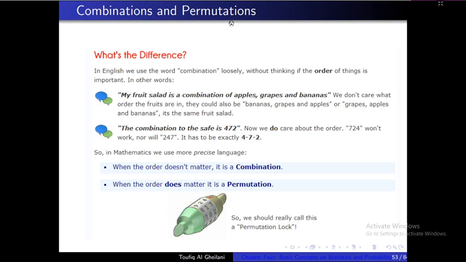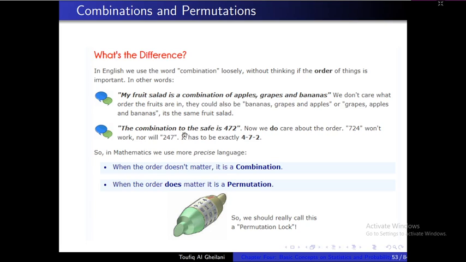Combinations and permutations. What's the difference? In English, we use the word combination loosely, without thinking about whether the order of things is important. For example, my fruit salad is a combination of apples, grapes, and bananas. We don't care what order the fruits are in. They could also be bananas, grapes, and apples, or grapes, apples, and bananas. It is the same fruit salad.